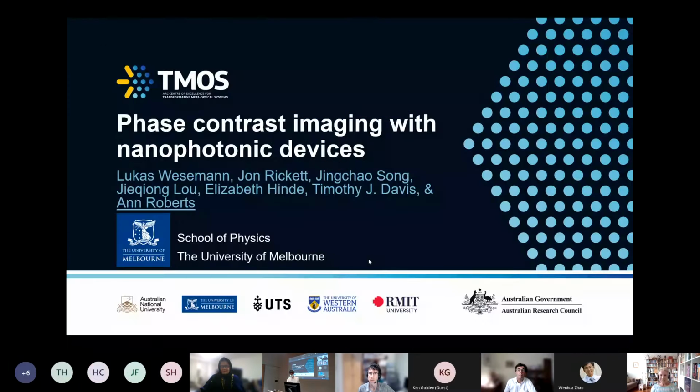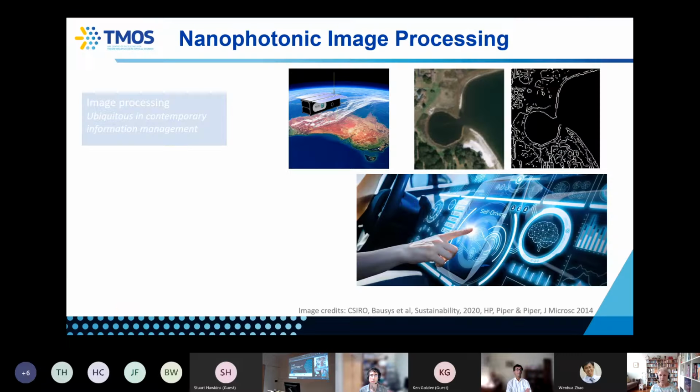Okay, so today I'd like to talk about some work that's being undertaken in my group, looking at how nanophotonics could contribute to new ways of processing images, with a particular focus on phase contrast imaging. When you think about image processing, you might think about processing where the edges of an image are enhanced. This is actually very widely used in a huge range of applications, and it's generally performed these days using computers.